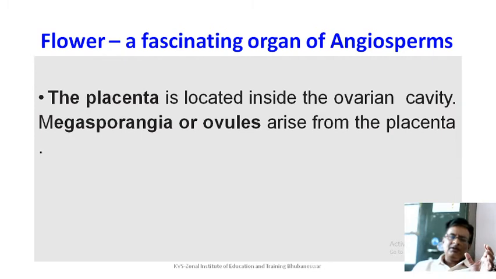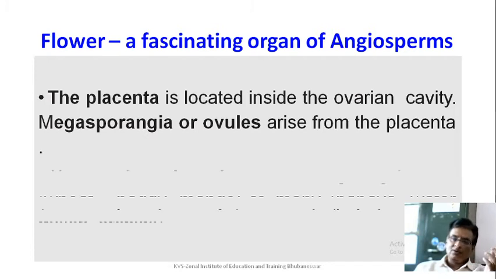Now, if you have seen the common sweet pea, when you break open the fruit, you will see the seeds are connected to the fruit by a small part. Before the seed was formed, it was the ovule. So the ovule is connected, and this entire fruit was nothing else but the ovary. So the placenta is located inside the ovarian cavity. The megasporangia, also typically called ovules, arise from the placenta. Placenta is a connection between the ovary and the ovule.